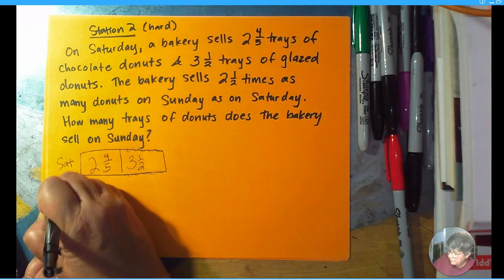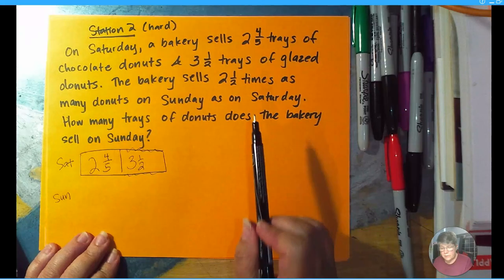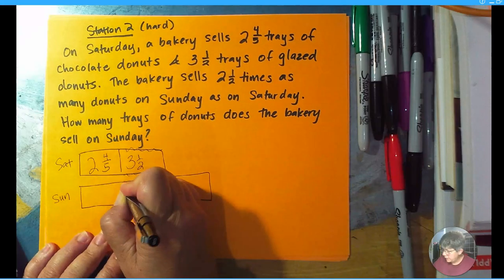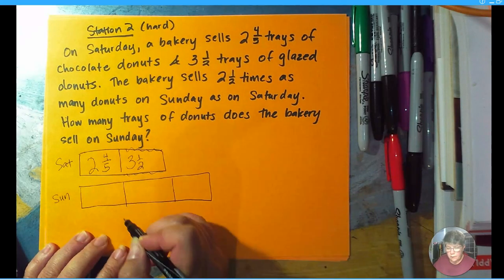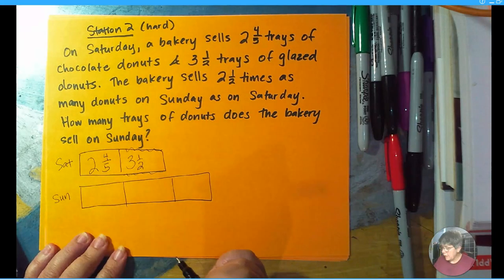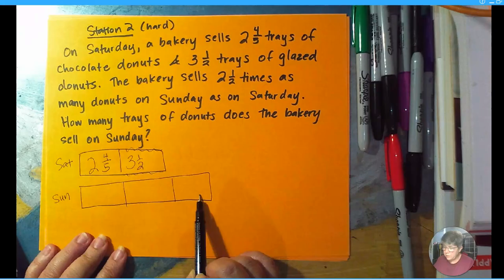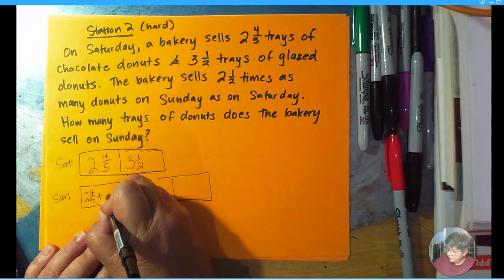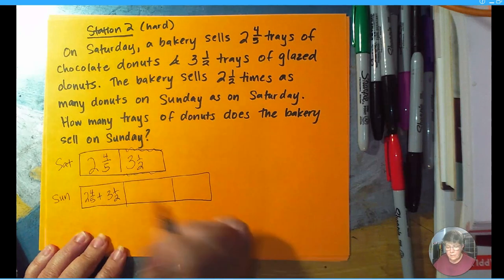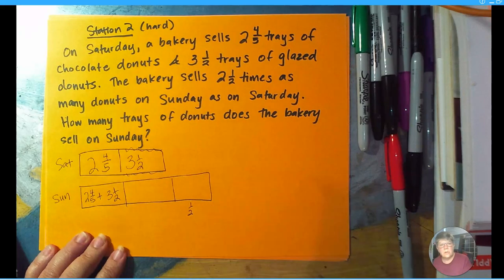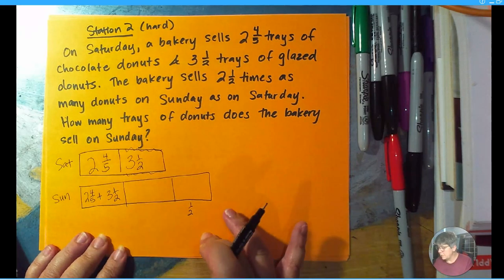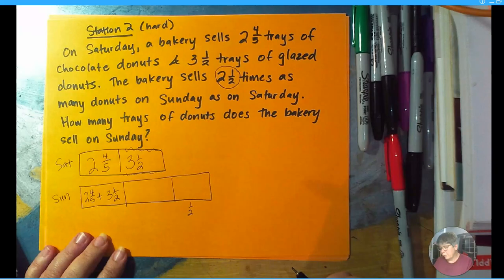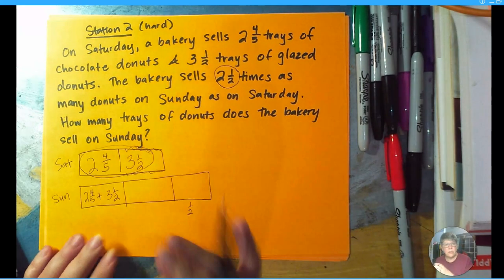And then on Sunday, they sell 2 1/2 times as many donuts. So I'm going to go ahead and do 2 1/2 here. So this is Sunday, and this is 2 1/2 times the donuts. And since it's 2 1/2 times the total donuts, it's going to be 2 4/5 plus 3 1/2, and then 2, and I'm just going to put a half there. So I remember that that's 2 1/2 times as much as they sell on Saturday. Okay, so we're really putting these two together, and we're lumping all of the donuts that were sold.